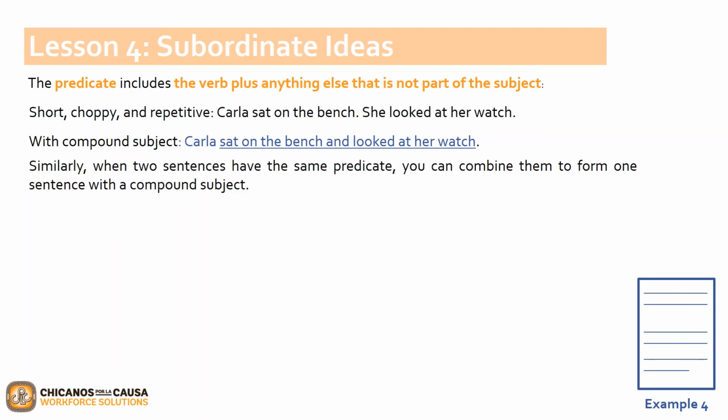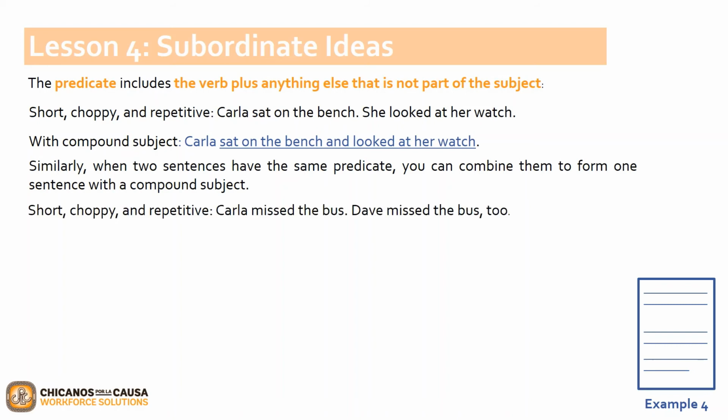Similarly, when two sentences have the same predicate, you can combine them to form one sentence with a compound subject. For example, another short, choppy, and repetitive sentence would say, "Carla missed the bus. Dave missed the bus, too." This sentence written with a compound subject would say, "Carla and Dave missed the bus."